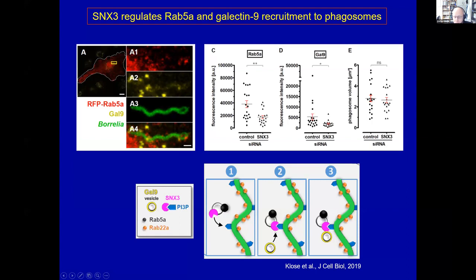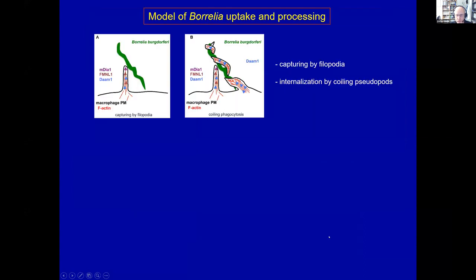And at a later step, this tiny 11 amino acid extension of SNCS3 is able to recruit a second, separate set of vesicles that is positive for galectin-9, that is also important for the downstream activity of compaction downstream of SNCS3. However, we still have to figure out how galectin-9 works in this process.